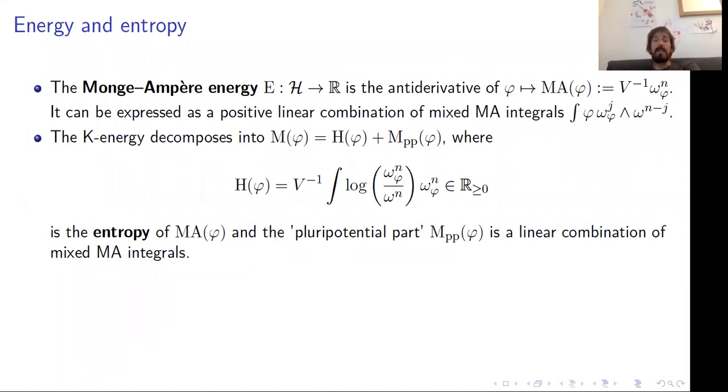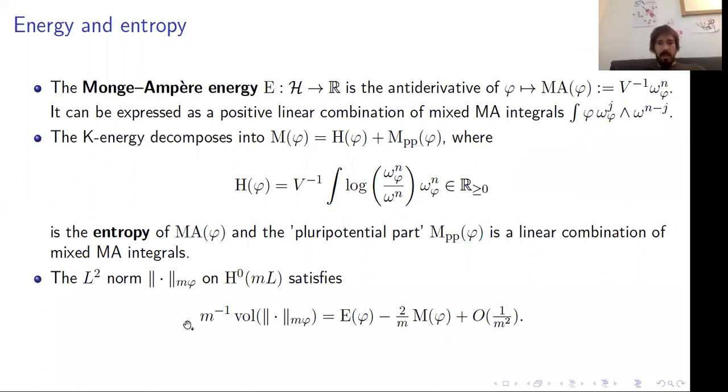So the expression would be the integral of f log f, where f is the density of the Monge-Ampère measure MA of phi. That's a non-negative number. And then the remaining part, M_pp of phi, is the pluripotential part of the K energy, in that it also admits an expression as a linear combination of mixed Monge-Ampère integrals. So they are not exactly the same as before. There is some Ricci curvature of omega involved as well. But all of these terms are very innocent, completely manageable, again, in the setting of pluripotential theory.